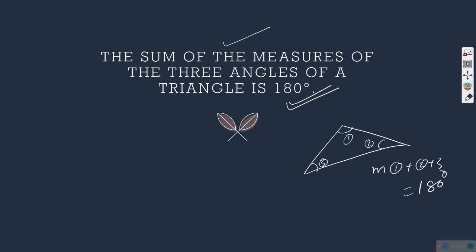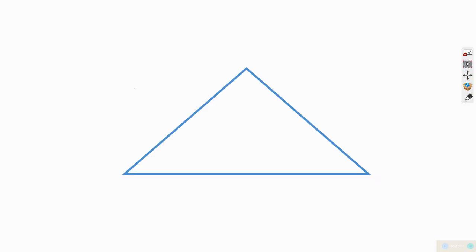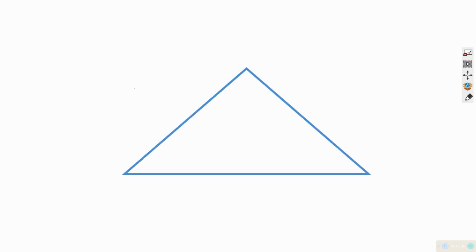And it can be proved. There are certain activities given in your textbook by which you can prove that the sum of the angles of any triangle is equal to 180 degrees. One of the experiments given is like this. Look at this triangle. This is a triangle, right? And you know, a triangle will be having three angles. Let me name them as A, B, and C.